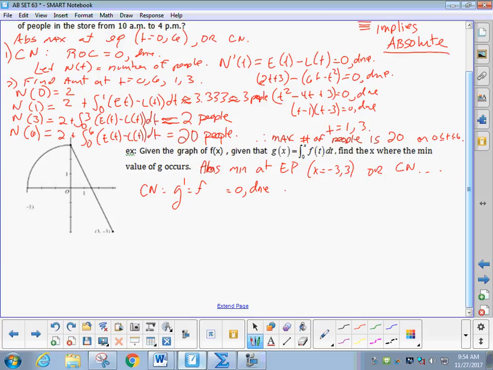That is at, it looks like 3 halves, yes? -3 also happens, but that's already in my endpoint list, so I'm not going to do that. Are you with me? Okay, so I gathered my candidates and I showed where my critical numbers come from. The second step is then to find g at each value.